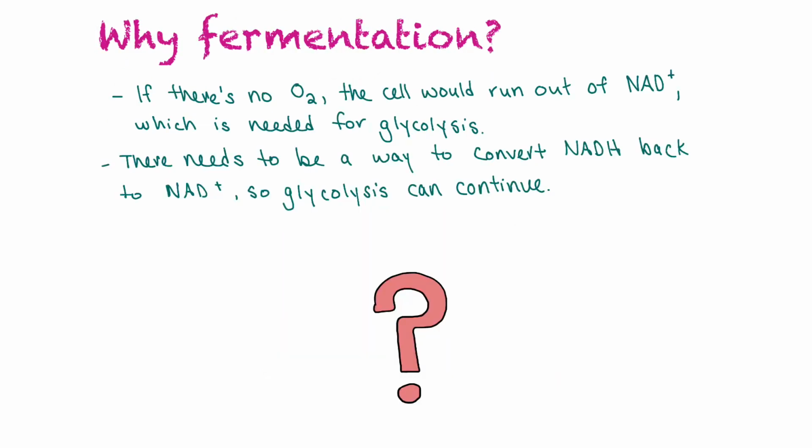Fermentation must occur because if there is no oxygen, the cell would run out of NAD+, which is needed for glycolysis. And there needs to be a way to convert NADH back to NAD+, so glycolysis can continue. Fermentation definitely does not produce a lot of ATP energy, but it is a solution for when there is no oxygen, so at least some energy can be produced through glycolysis.